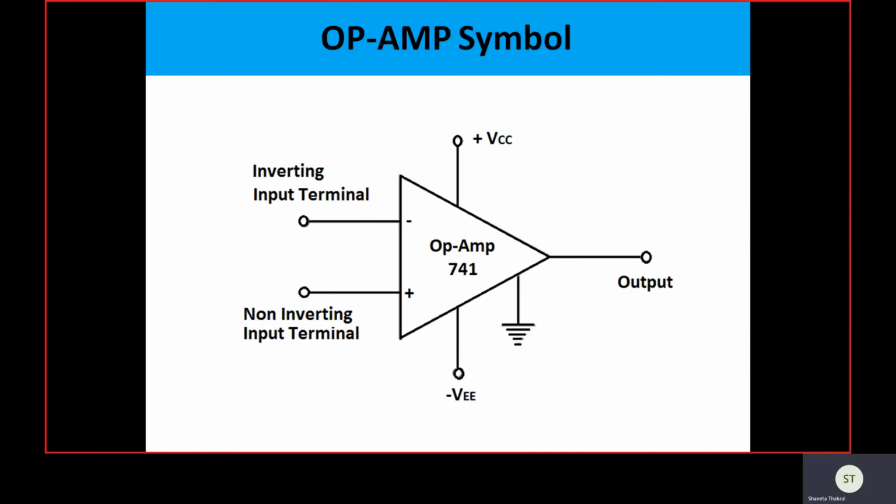This is the symbolic notation of the operational amplifier. We are going to use the operational amplifier IC741 having two input terminals. Minus is designated as the inverting input terminal and plus is designated as the non-inverting input terminal. This is the output terminal of the operational amplifier, and it works on a dual power supply rail with plus VCC and minus VEE. Usually we take it as plus minus 15 volt.